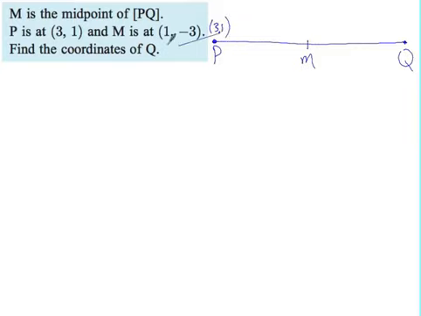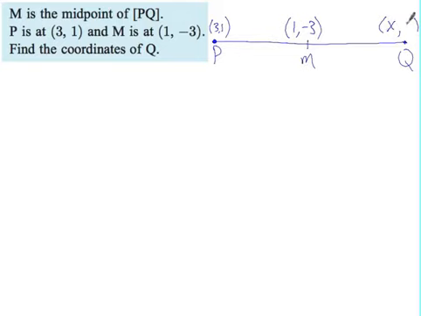The midpoint, now be careful here. The midpoint is 1 and -3. Q, I don't know what that is. Okay? This we have to think a little differently. The midpoint is adding up the P and the Q, right?